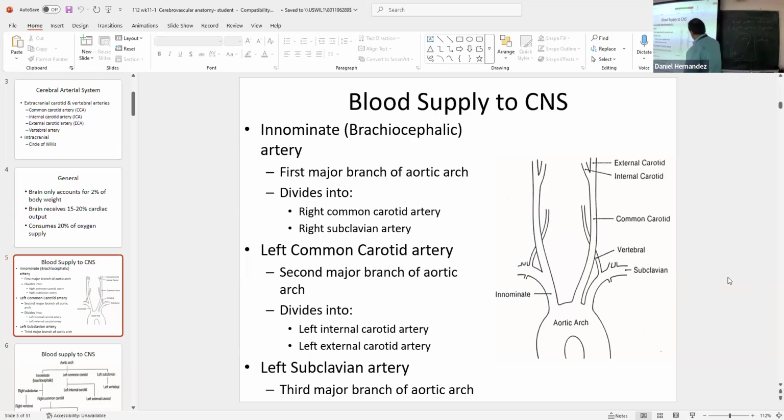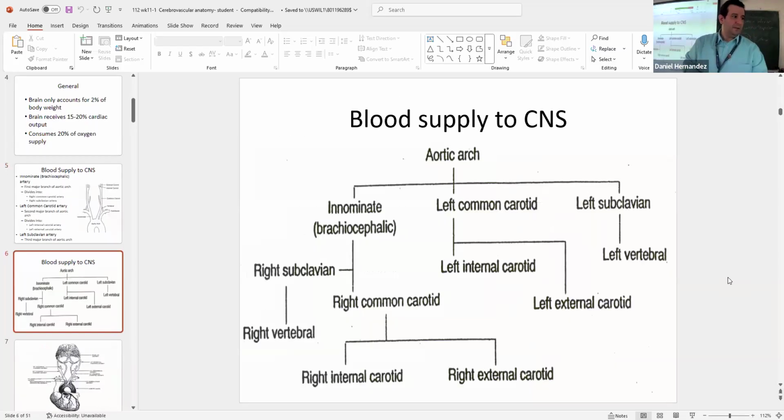The third major branch off the arch is our left subclavian artery. And then both of our subclavians, the first branch coming off the subclavian arteries on either side are going to be our vertebral arteries, our right and left vertebral arteries. It's just my little breakdown or schematic of the branching patterns, if you want to look at it visualized in another way.